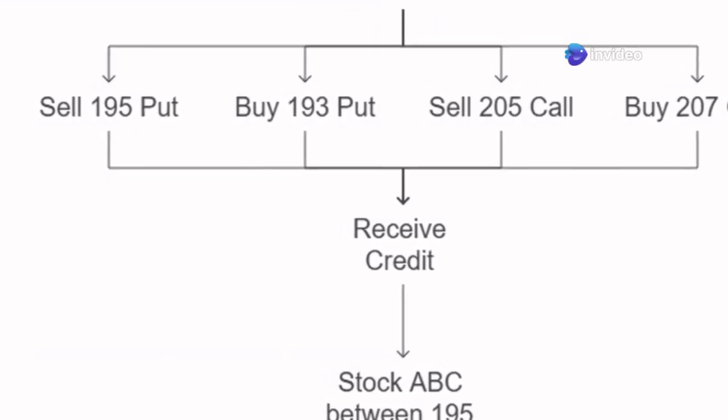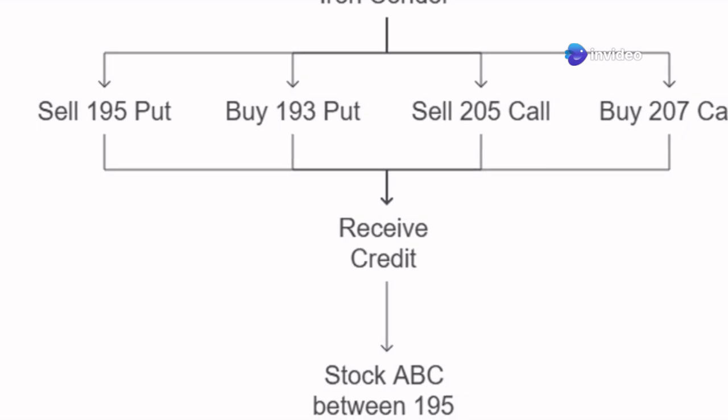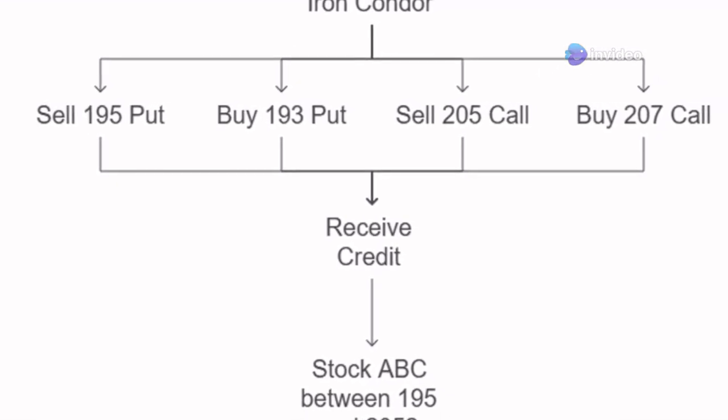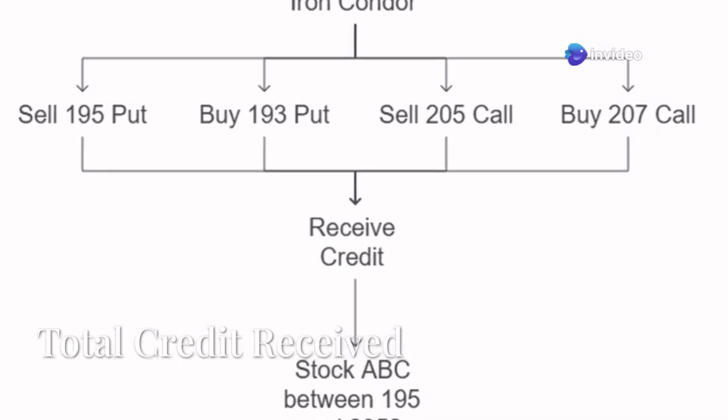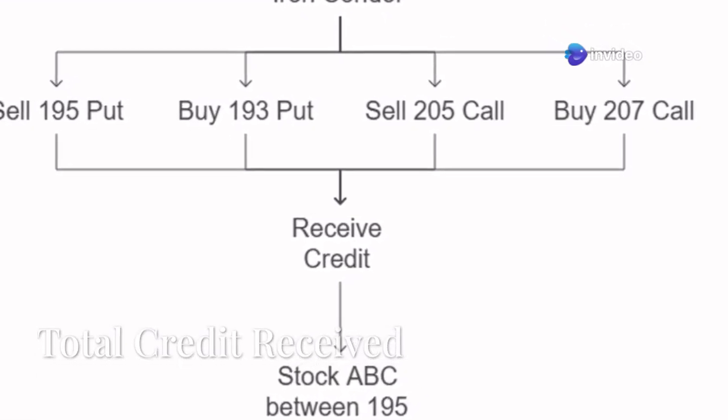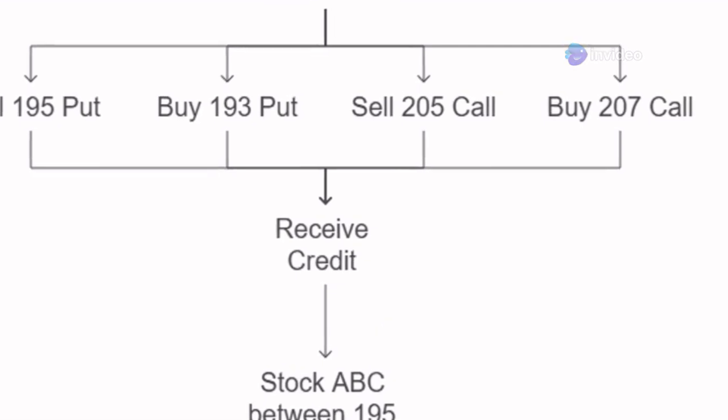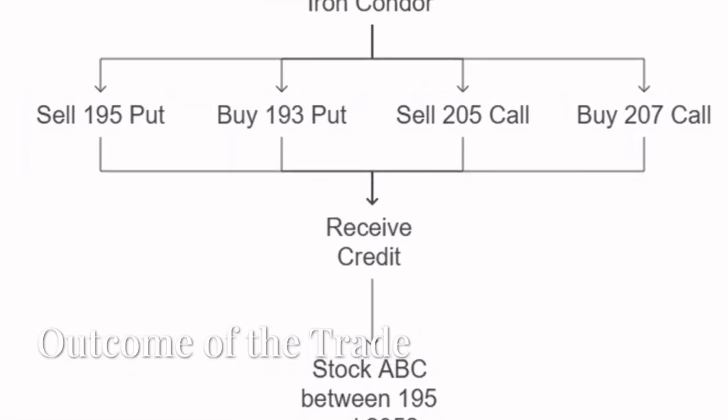Assume stock ABC is trading at $200. A trader might set up a 0 DTE Iron Condor as follows. Sell a 195 put and buy a 193 put. Sell a 205 call and buy a 207 call. The total credit received is $1 per contract.